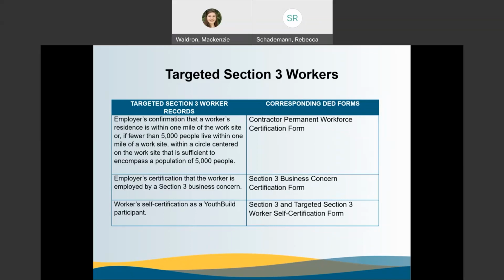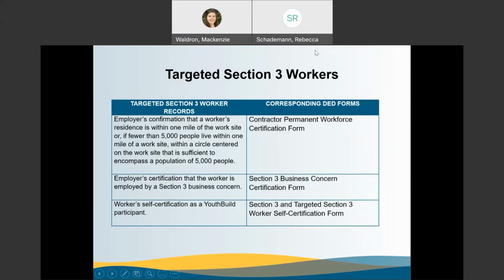The employer's certification that the worker is employed by a Section 3 business concern, that correlates with the DED form labeled Section 3 Business Concern Certification Form. Or if you are meeting the records through the worker's self-certification as a YouthBuild participant, that correlates with the DED form called Section 3 and targeted Section 3 Worker Self-Certification Form.